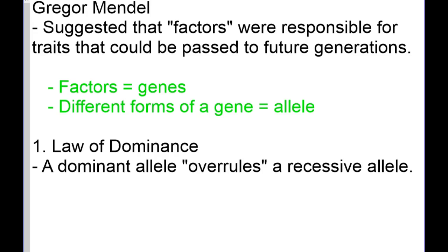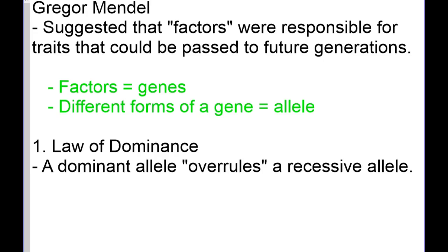He also recognized that there were different forms of the gene. So, for example, peas are colored. He saw that you could have yellow peas or green peas. So color of pea would be a gene. Green would be one allele. Yellow would be another allele. Alleles are a different form of a gene. He established the law of dominance. And he said that a dominant allele overrules a recessive allele.